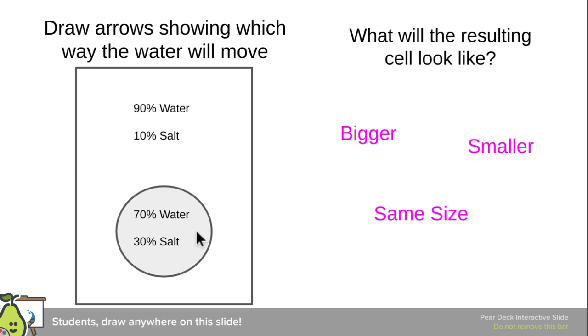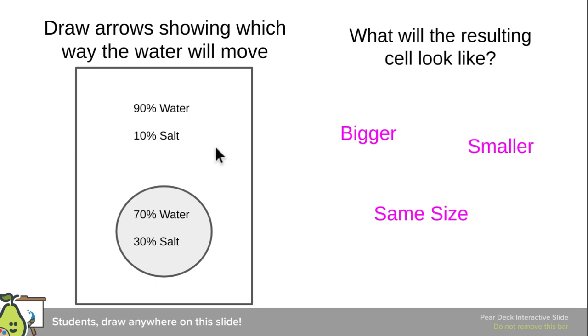Draw arrows showing which way the water will move in this example. So here we've got water and salt, 90% water, 70% water. So again, it goes from where there's a lot to where there's a little. So it's going to go into the cell. So water will go in. Salt, where's salt going to go? We've got 10 and 30. So salt's going to go from the big number to the small number. So salt's going to go out.